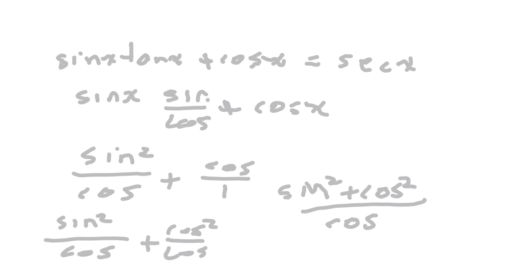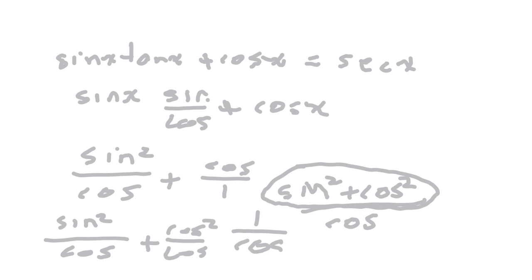Well, how in the world does that equal secant? If you remember from our trig identities, there's something special here. What is sine squared plus cosine squared? Sine squared plus cosine squared is 1. So this is really 1 over cosine. And what is 1 over cosine? Secant. And I forgot my x there.